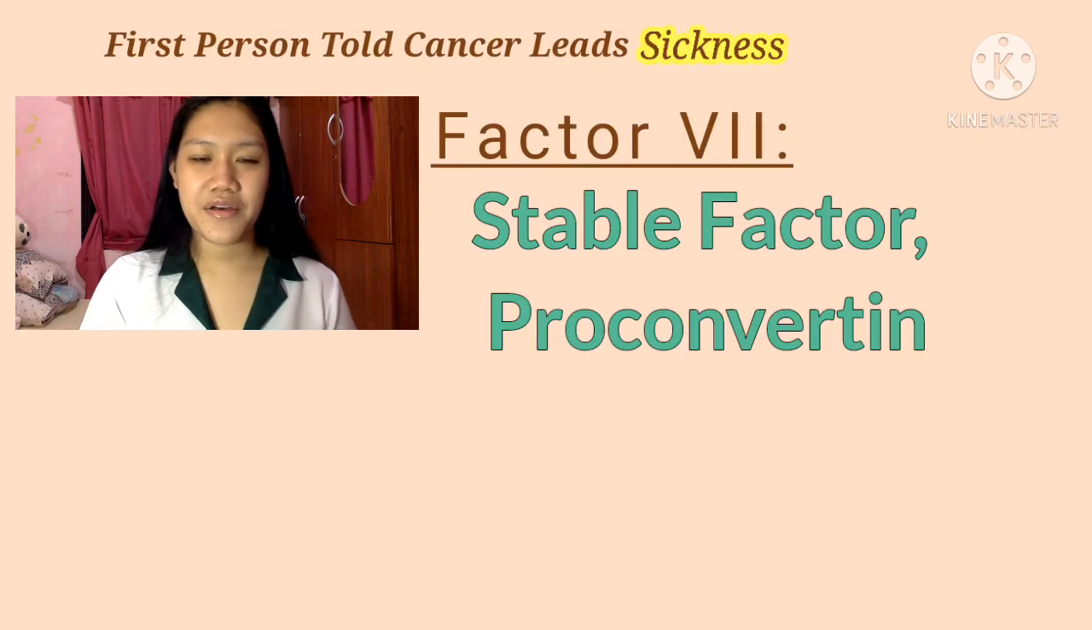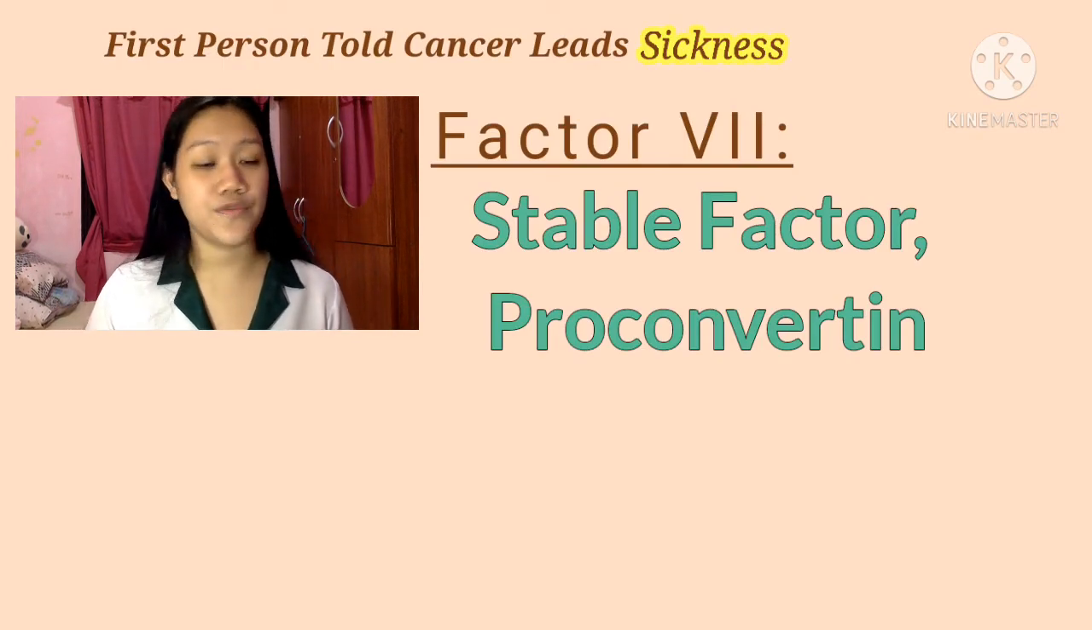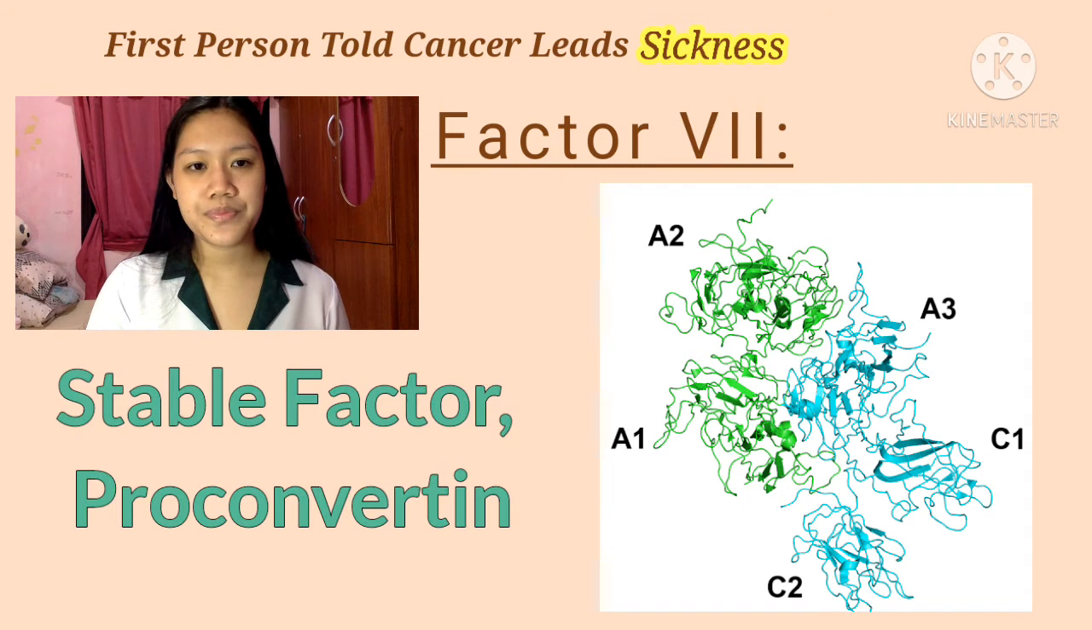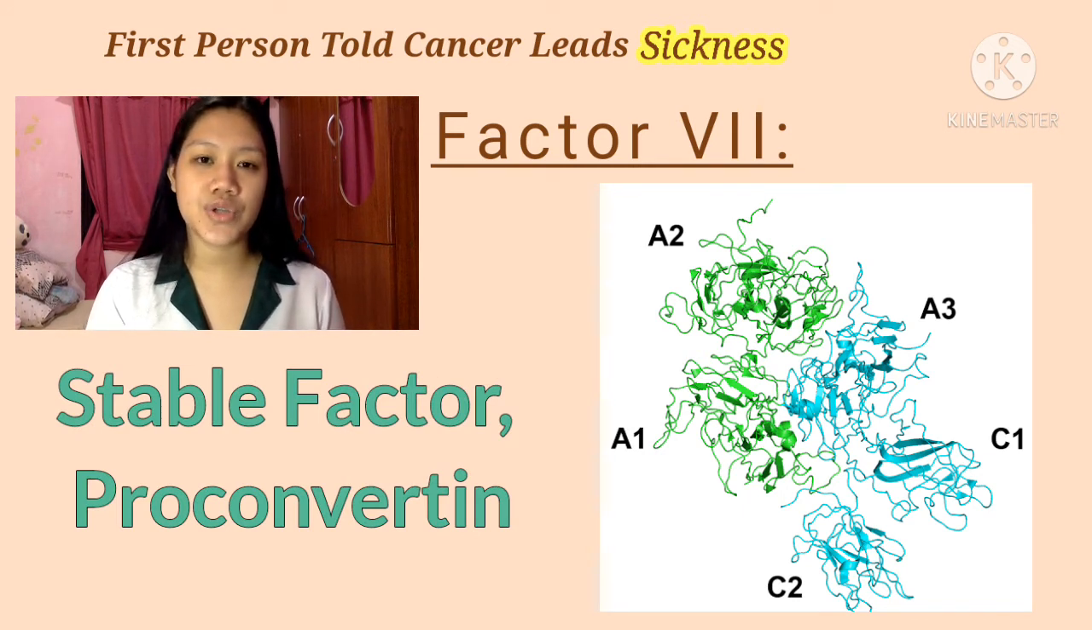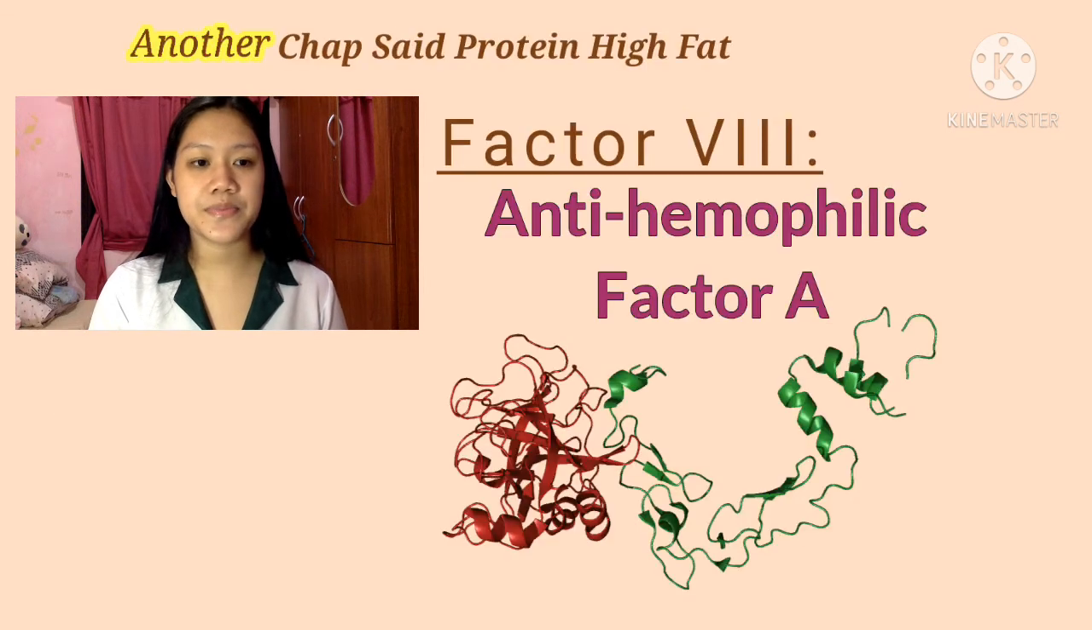Now for factor 6, it is to be exempted as it has no actual role in blood coagulation. So we'll skip over to factor 7. Factor 7 is named stable factor or proconvertin. In our mnemonics, it stands as sickness. And it also has a function of serine protease.